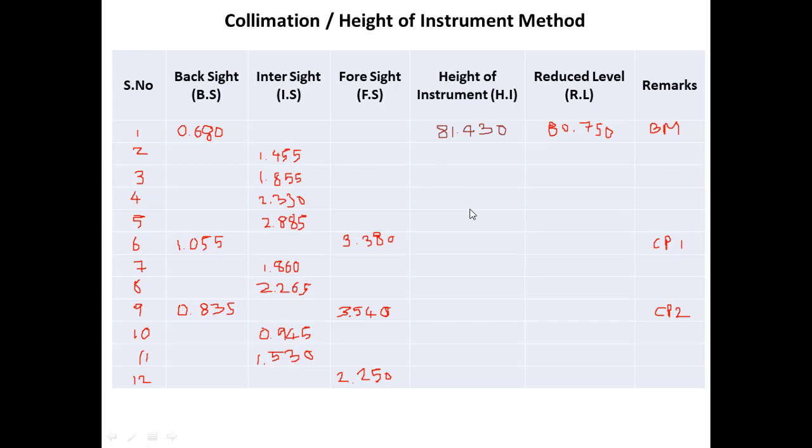81.430 minus 1.455 is 79.975. Then 81.430 minus 1.855 is 79.575. Next, 81.430 minus 2.330, so 79.100.